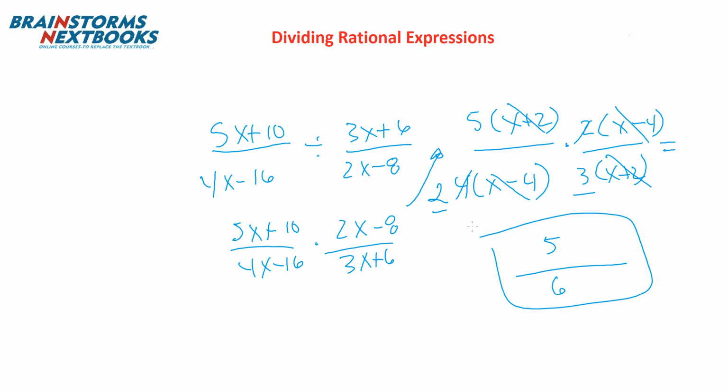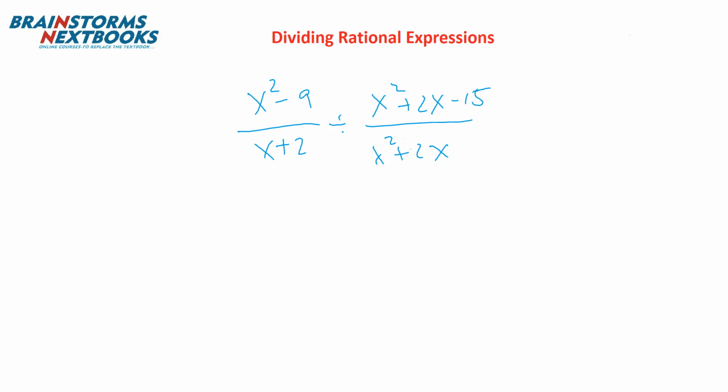That's pretty easy. All we do is multiply by the reciprocal, factor every single sucker, and then cancel like the wind. So here's another one. As you get better at these, instead of just rewriting them flipped, you might factor right away, but don't even go there.